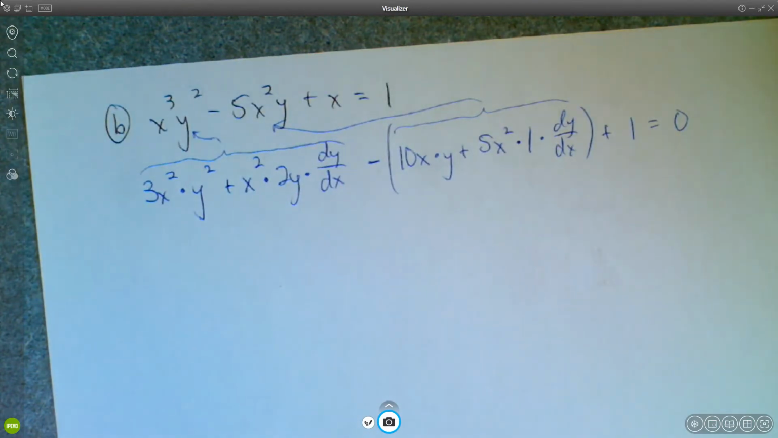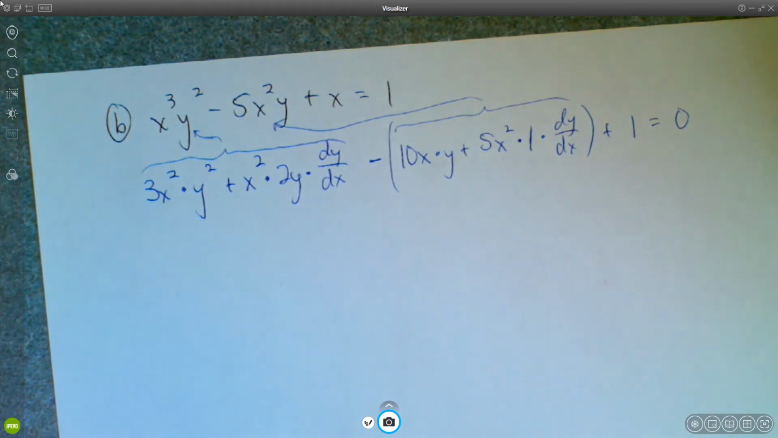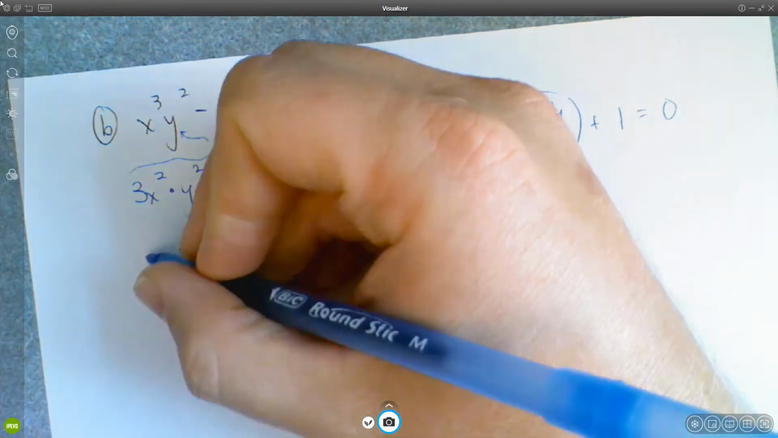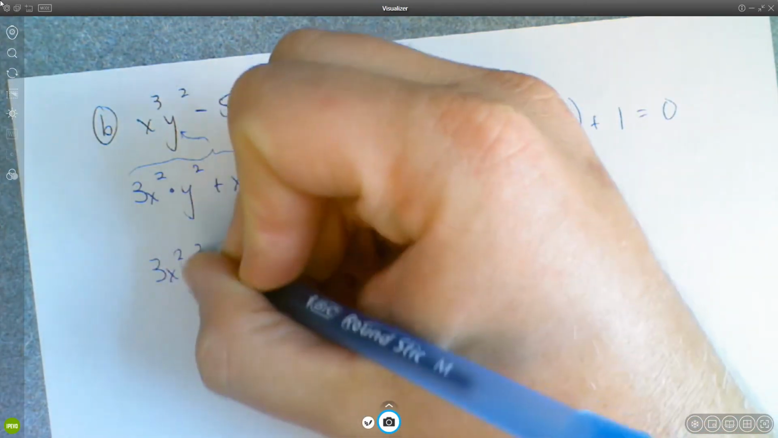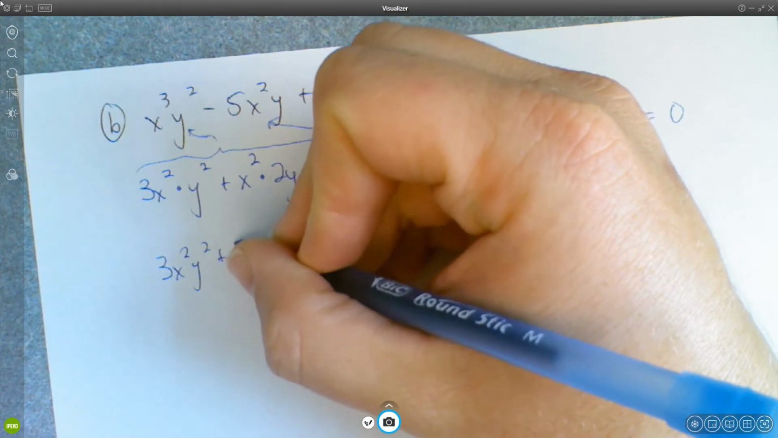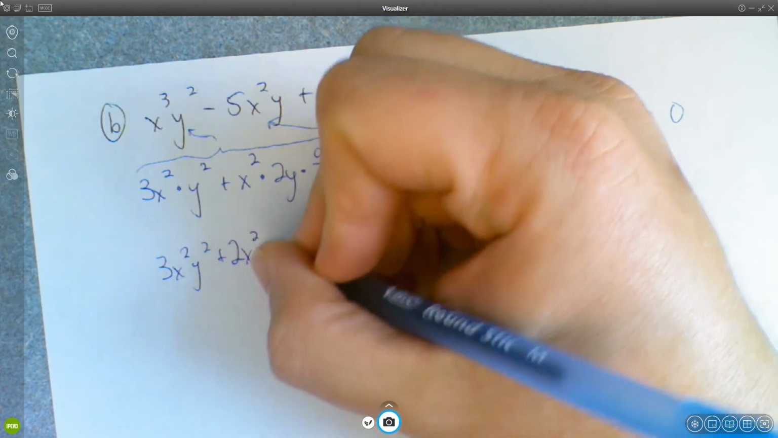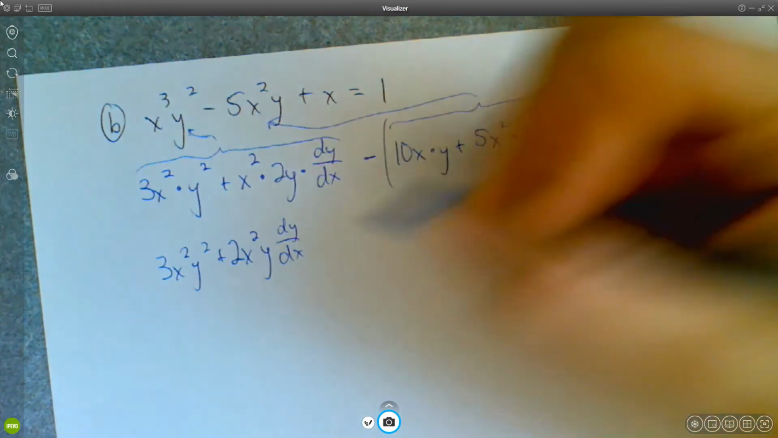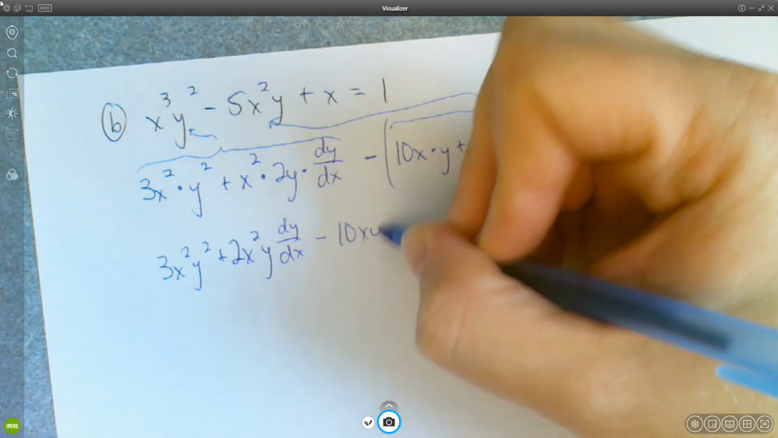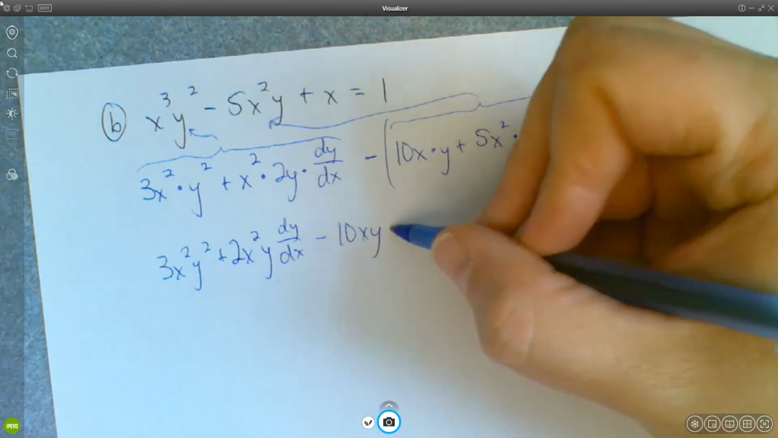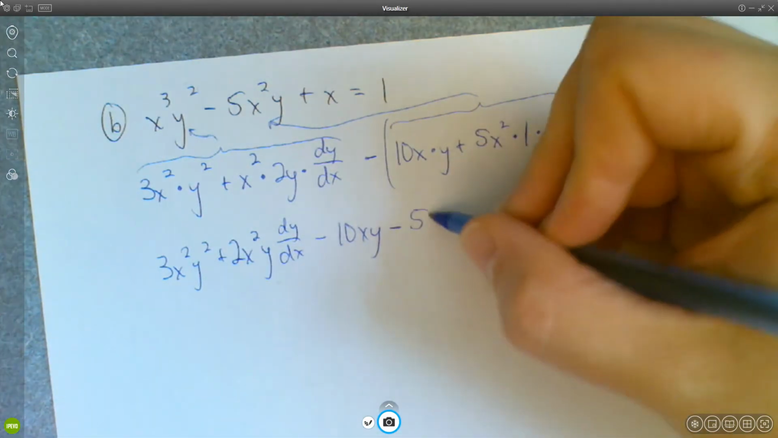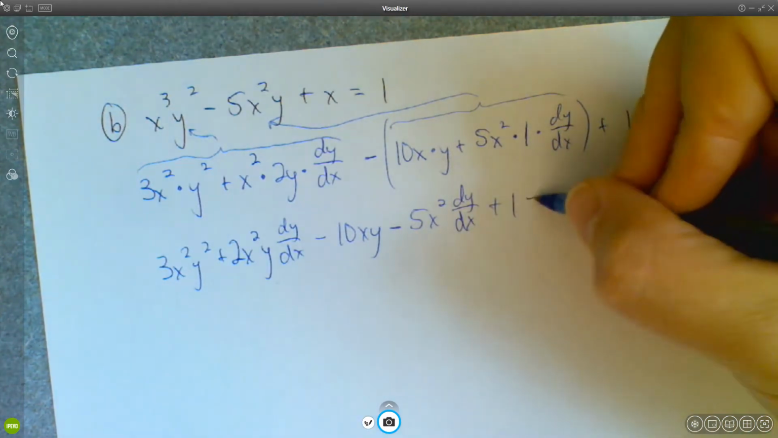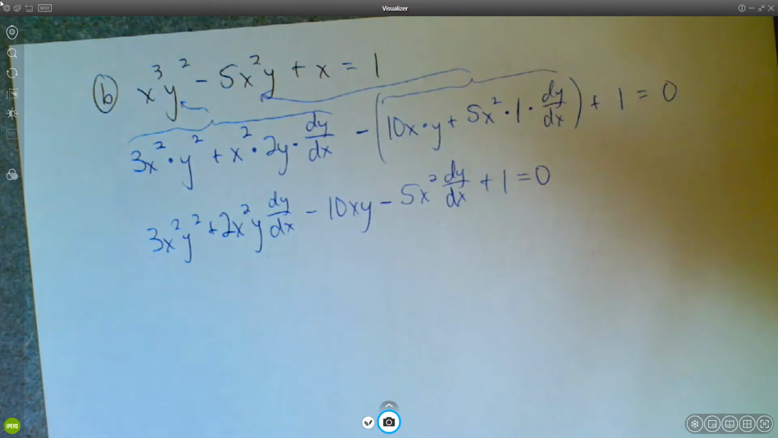Okay, now my goal is to solve for dy/dx. So let's see if we can do it. I'm just going to clean things up here. I've got 3x squared y squared plus, maybe I'll call it, 2x squared y dy/dx, minus 10xy minus 5x squared dy/dx plus 1 equals 0. Okay.